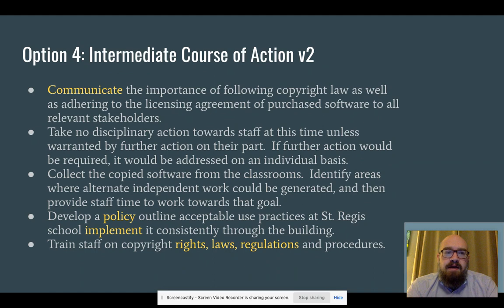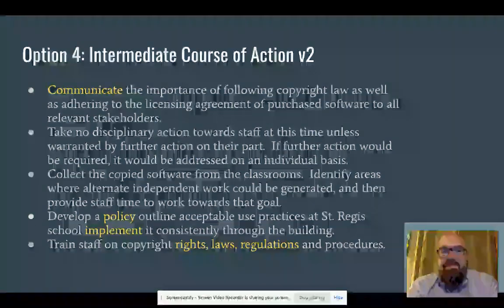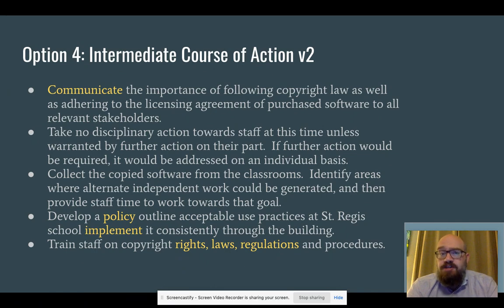Then my final intermediate course of action would be to start with communication and communicating the importance of following copyright law, as well as adhering to the licensing agreement of the purchased software to all stakeholders.